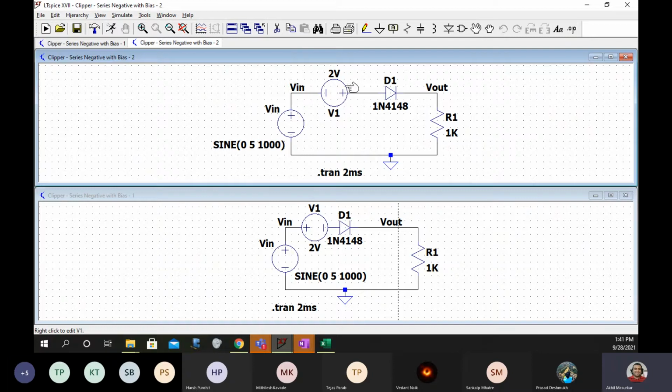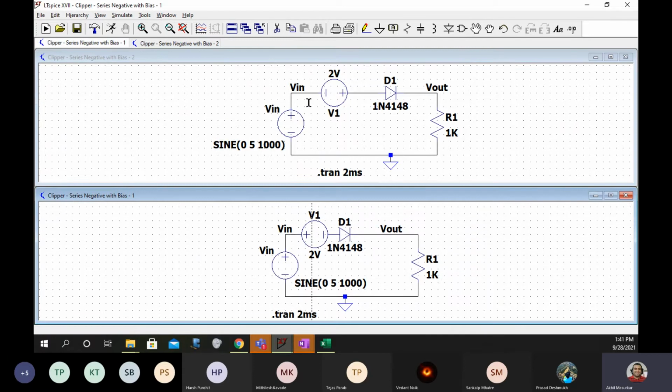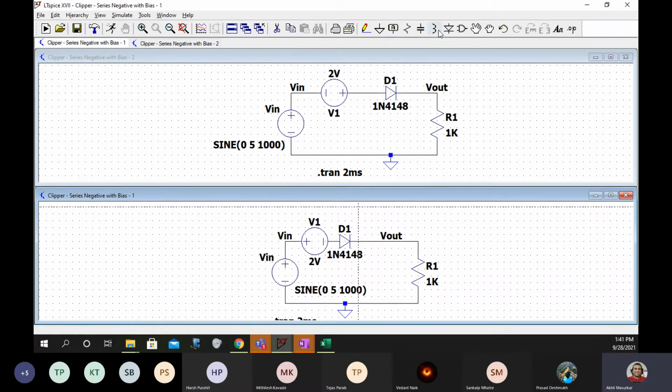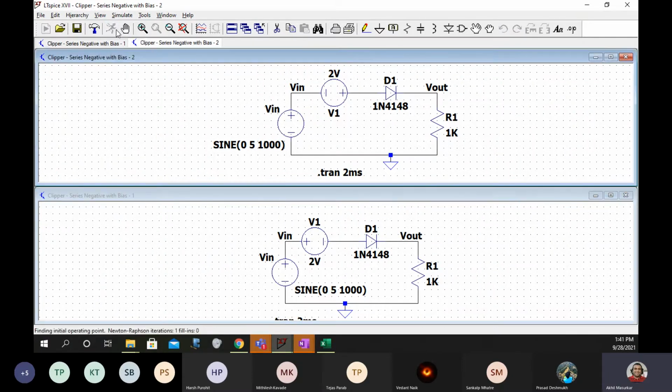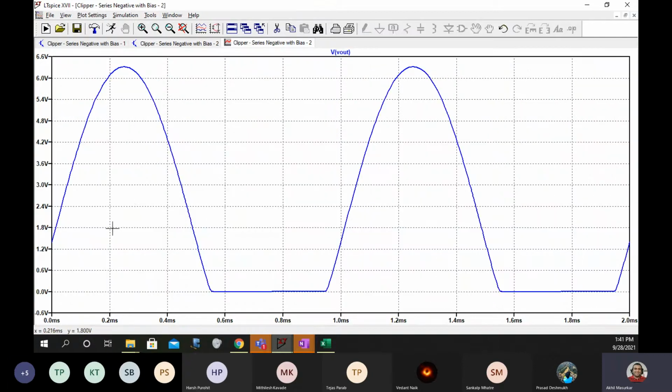You can see in one case, this is minus, this is plus, this is a DC source. And here also we have a DC source, but the polarity is now reversed. So the direction of the diode is the same, but the polarity is reversed. Let us first simulate the first one. So I got this output. You can see now this is 2 volts, correct? So that is why the reference has changed, that is, the waveform has shifted up.